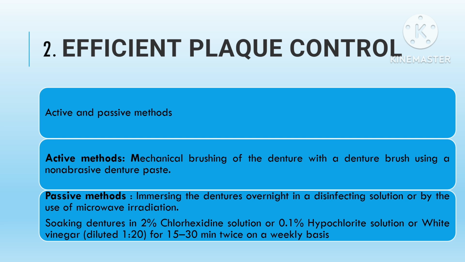Mostly for soaking dentures, a 2% chlorhexidine solution or a 0.1% hypochlorite solution or white vinegar in the dilution of 1:20 is used, and the denture should be soaked in the solution for 15 to 30 minutes twice on a weekly basis.